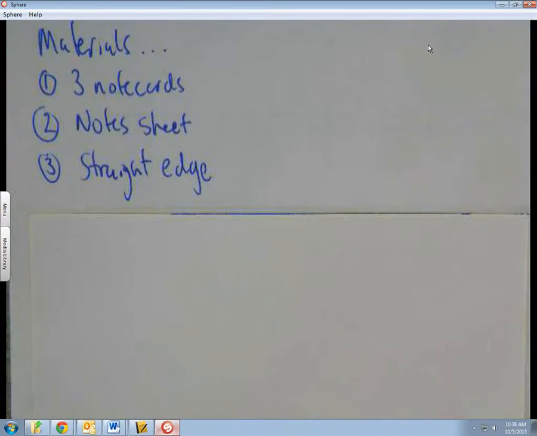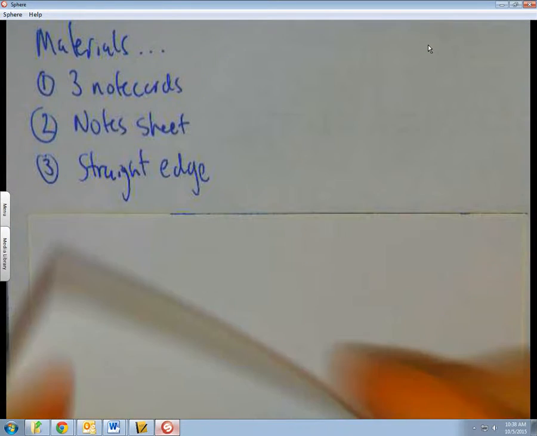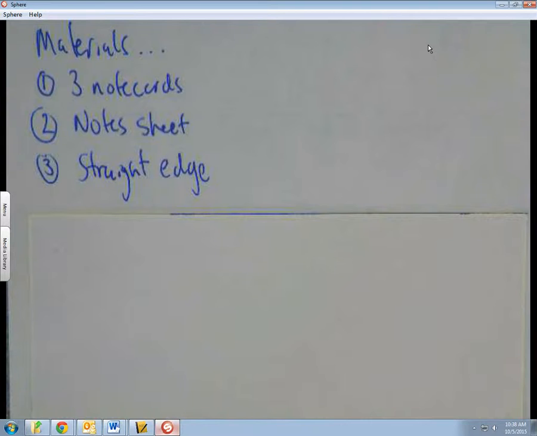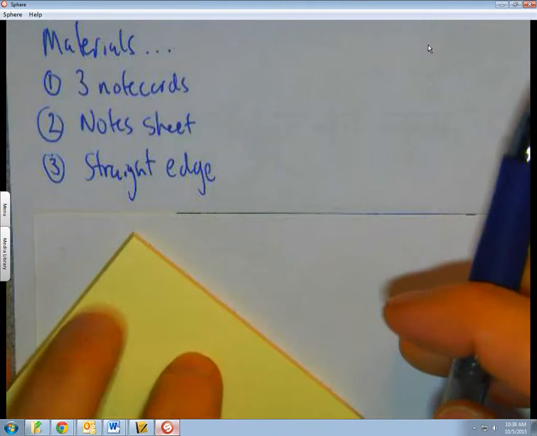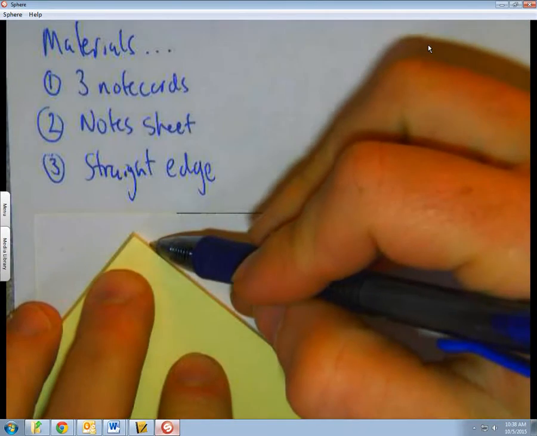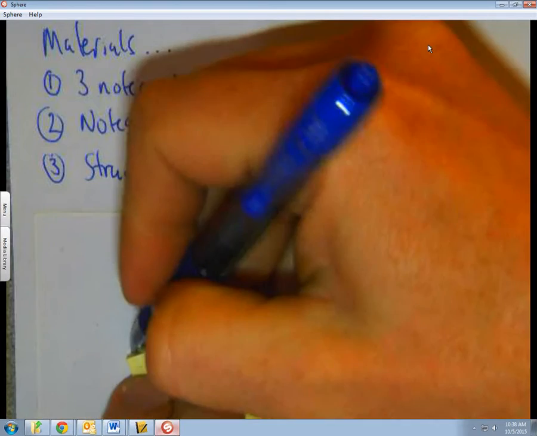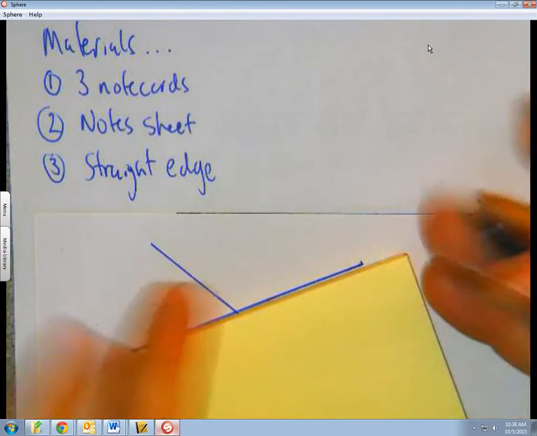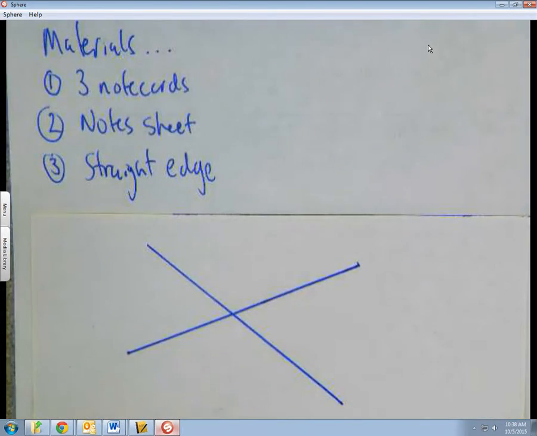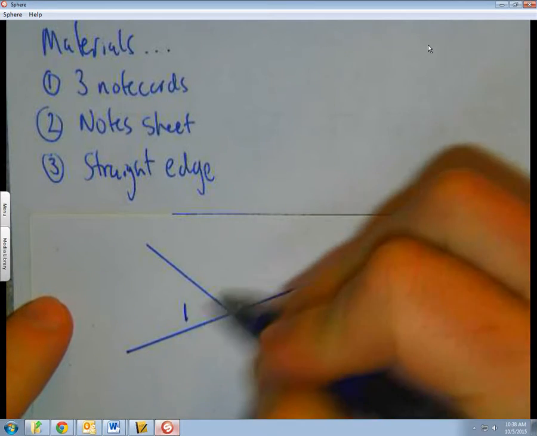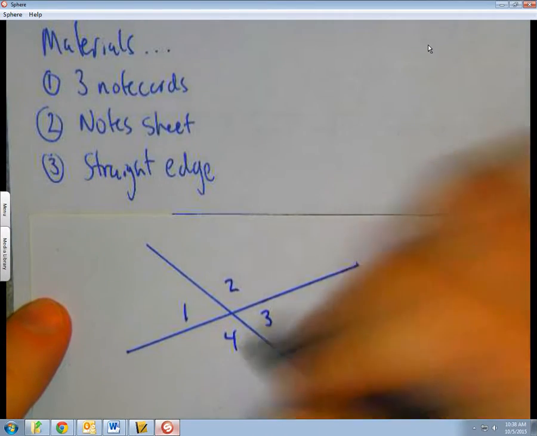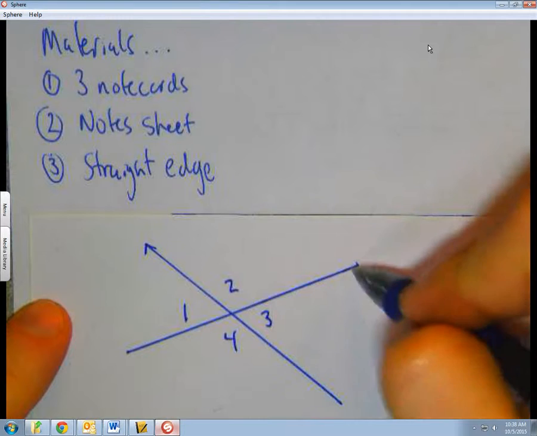And shame on me, I don't have a straight edge, so I'm going to use a note card. Actually, I'm going to use the side of some stickies. Some kind of intersecting line situation. Okay, and then I'm just gonna label the angles 1, 2, 3, 4 that way.